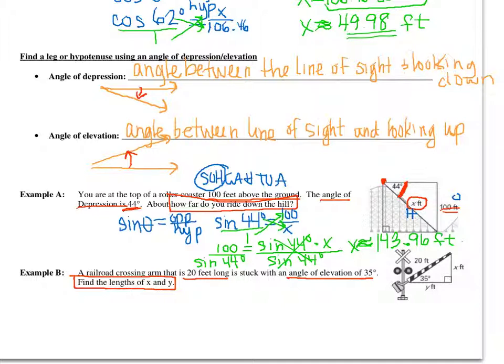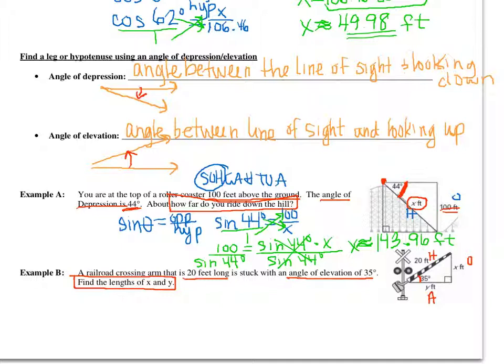So looking at my picture, here's my angle, that's 35 degrees. My hypotenuse is right here, that's 20. Labeling my two legs, the y is right next to the angle of 35, so that's adjacent. X is across from it, so this is opposite. Now I need to find both x and y. So I'm going to have to set up two separate proportions. I'm going to have to use one with opposite and hypotenuse, and I'm going to have to use the other one with adjacent and hypotenuse. So looking here, opposite and hypotenuse is sine, adjacent and hypotenuse is cosine. So I'm going to have to use both of those to find my x and my y.